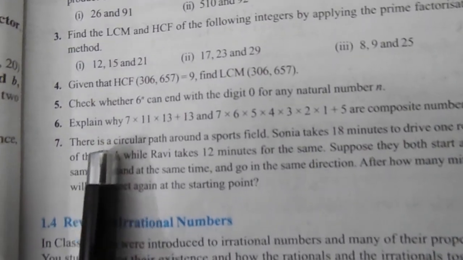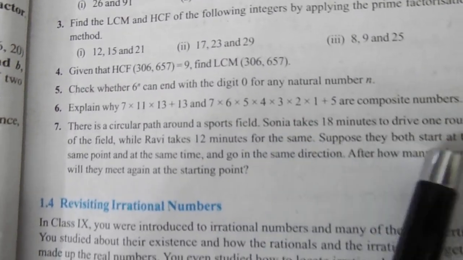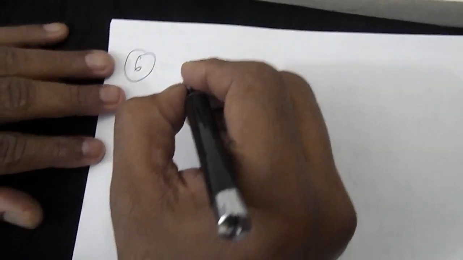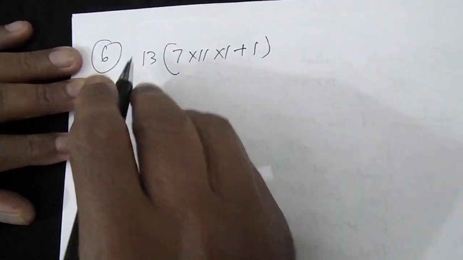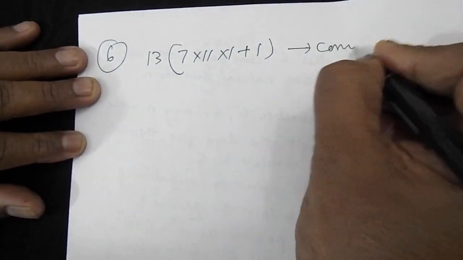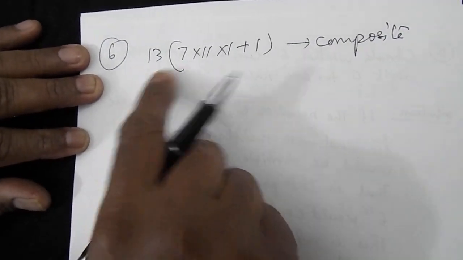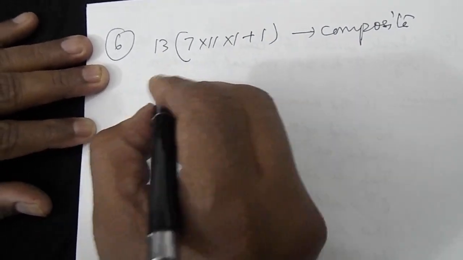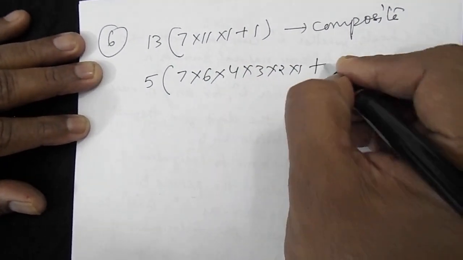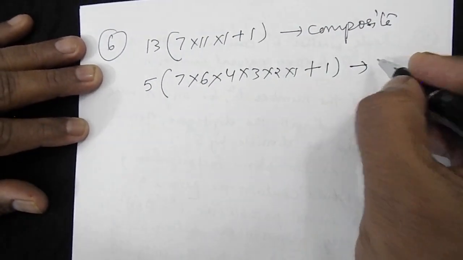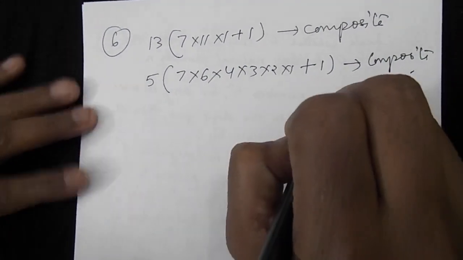Question number 6. Explain why 7 into 11 into 13 plus 13 and 7 into 6 into 5 into 4 into 3 into 2 into 1 plus 5 are composite numbers. Students, in question number 6, we can take 13 common. When you take 13 common, you have 7 into 11 into 1 plus 1. So as there are two factors, it is a composite number. It is a 1 mark question. You have to just write, as it has got 2 factors, it is a composite number. Same for the second part, take 5 common. So you will be left with 7 into 6 into 4 into 3 into 2 into 1 plus 1. Again, there are 2 factors, 5 and this one, so it is also a composite number.